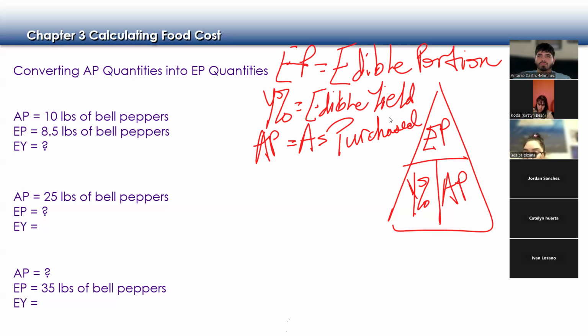So as purchased, when I bring that box of 25 pounds of bell peppers into my restaurant, that is the as purchased weight. Now, as I prepare those bell peppers, if I'm going to cut them, chop them, take the seeds out, take the stem off, maybe cut the tops and bottoms off so it's a nice, even length, so my julienne are very consistent, all that product that I discarded still weighs something. It's part of that 25 pounds, but I'm not going to serve it. Do I throw it away?